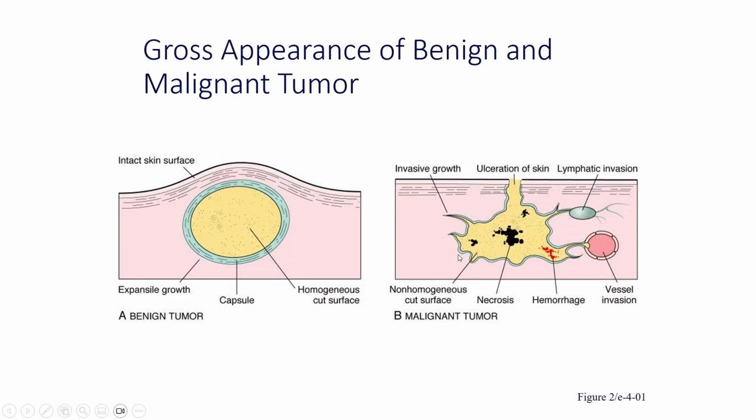But then there's invasive growth, so you have little parts of it that tend to grow out deeper into the tissue. There's necrosis, so you can see some blackening where the cells have died. Hemorrhage, you're going to see some bleeding inside of it. Then you have the tumor itself invading blood vessels or lymphatic invasion. So lymph nodes, lymph vessels, that's going to go into the lymphatic system and then eventually dump into circulation.